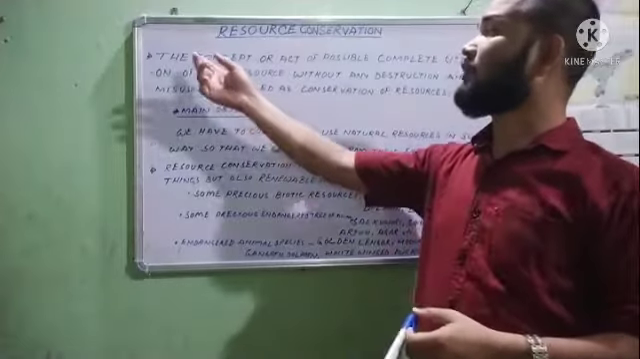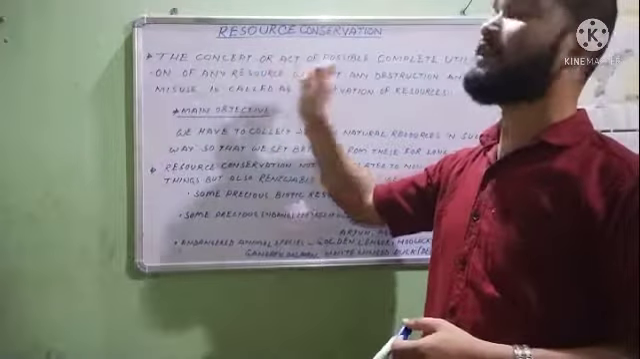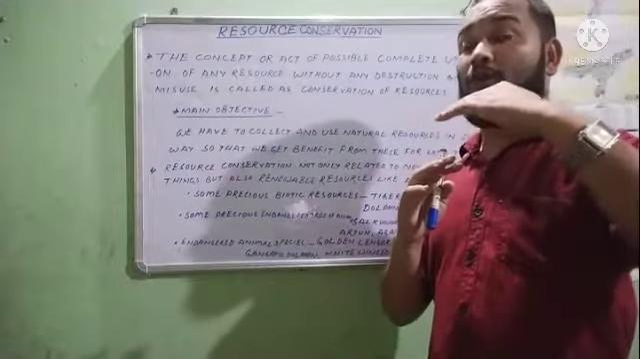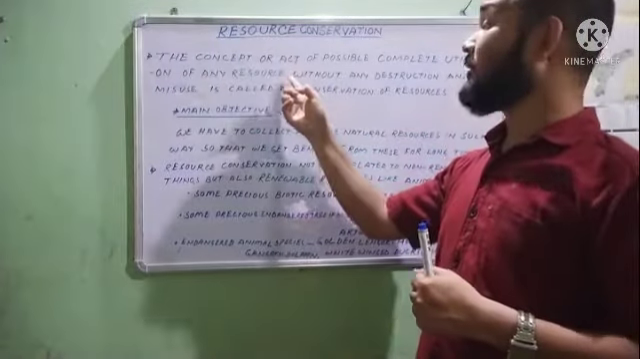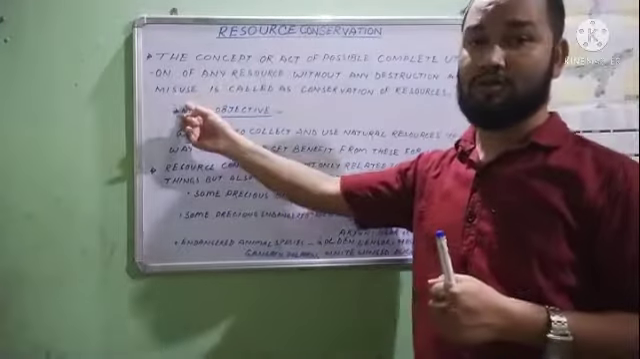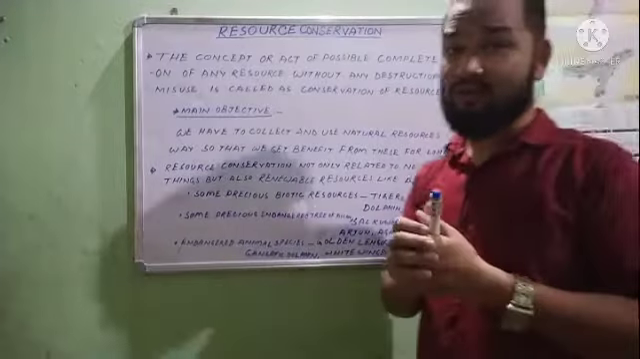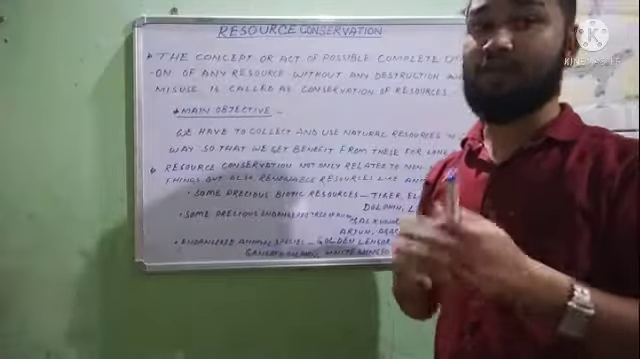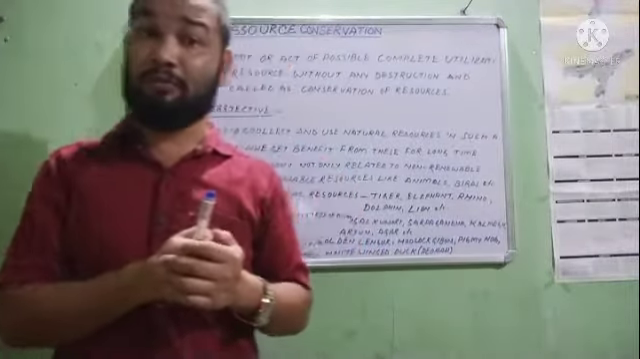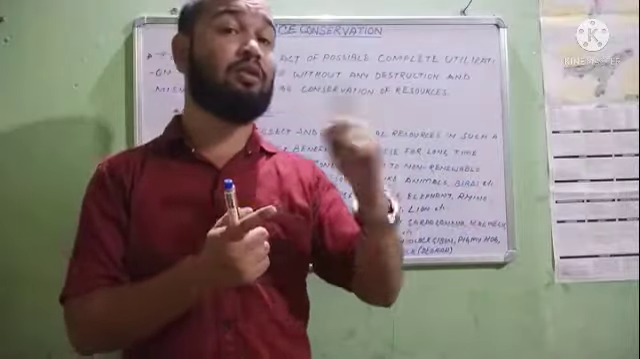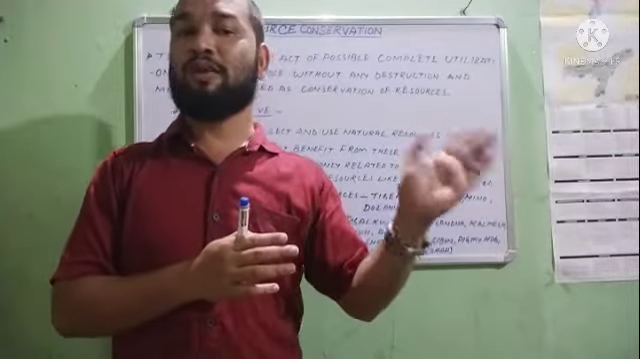Try to remember the concept or act of possible complete utilization of any resource. That means we have to utilize all possible utilization of any resource, but without any destruction and misuse, is called conservation of resources. This is the policy where we utilize the natural resources as much as possible without any misuse and without any destruction. Don't mix it up with sustainable development. Sustainable development is a different thing and conservation of resources is different. So conservation of resources means utilizing the resources without any wastage and misuse.